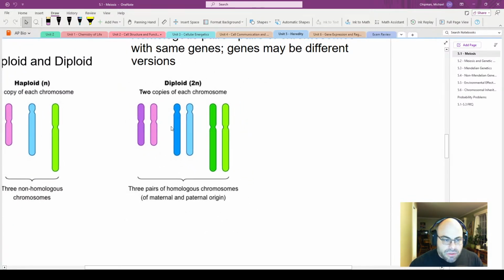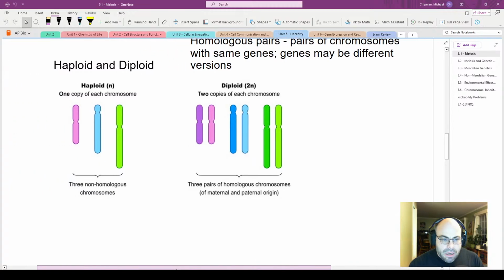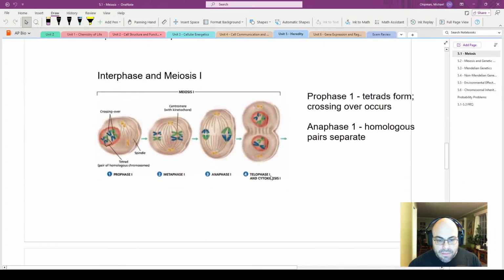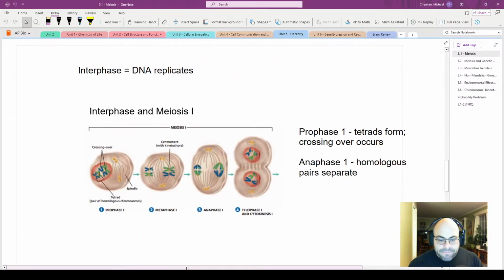And so this individual is going to make haploids, and in this particular case, they made a pink, light blue, that color green haploid. But it could have been different. It could have been purple, that color blue, that color green haploid. And so meiosis is what decides what those haploids are going to be. So let's talk about that.